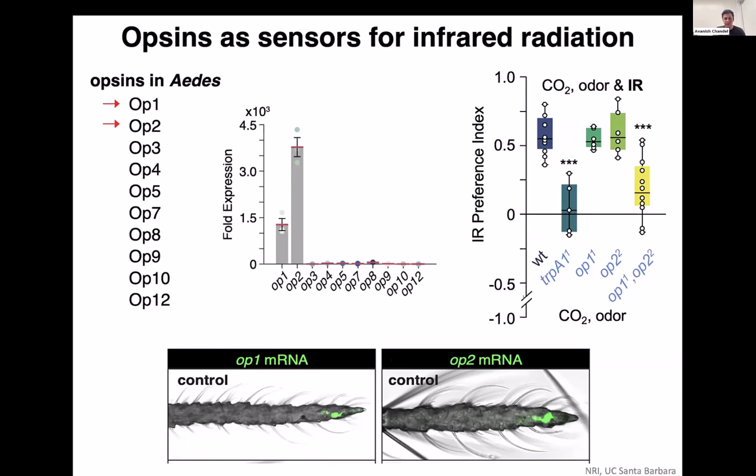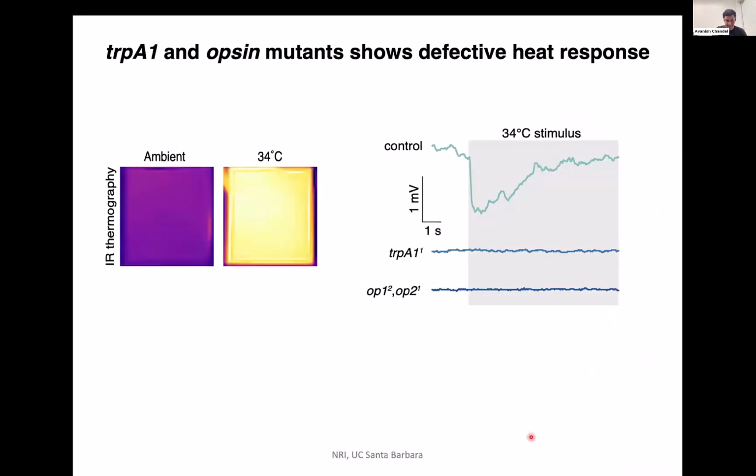And we found that both OP1 and OP2 are expressed at the very same location where we found the expression of TRPA1, that is the very tip of the antenna. So there is a possibility that both TRPA1 and these opsins are involved, or interact with each other, in sensing infrared radiation and driving the infrared radiation preference index behavior. So our data indicate that opsins and TRPA1 function as a heat sensor at the distal end of the antenna.